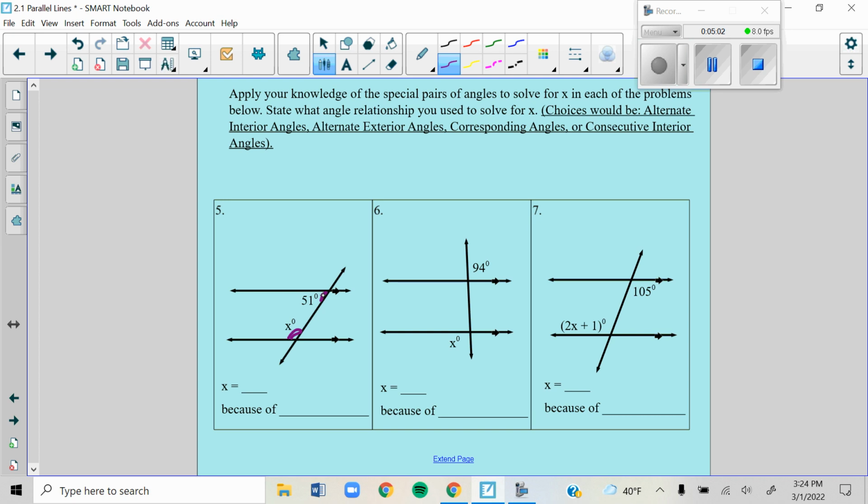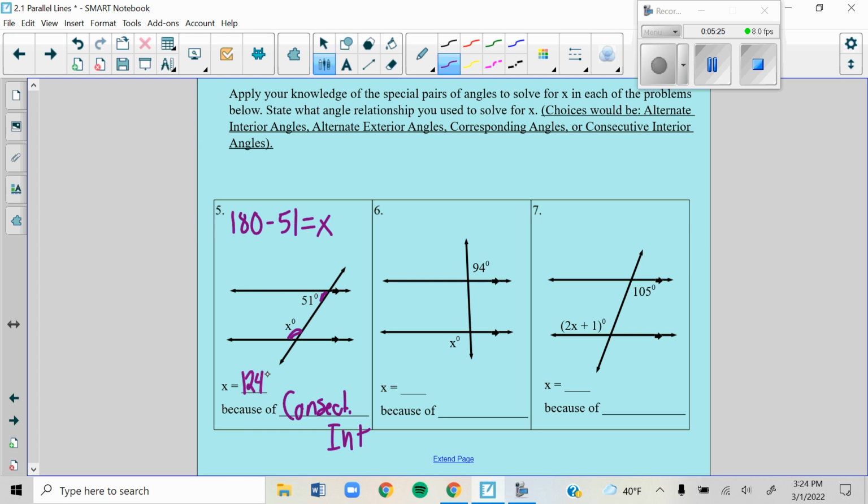They are both inside the parallel lines and on the same side. So because of consecutive interior, now go back and look up at the top. Consecutive interior, those are congruent or supplement, and they are supplements. So I can take 180 minus 51 to find out what my x is. And that ends up being 124 degrees.